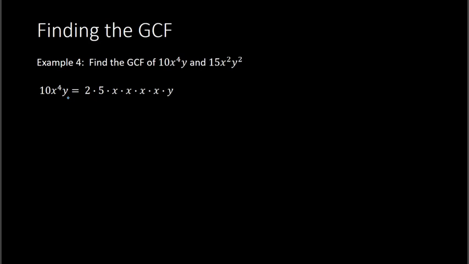So here we see 10x to the fourth times y. 10 is 2 times 5. x to the fourth is 4 x's multiplied together. Then you have the times y as well. Same thing for 15. 15 is 3 times 5.